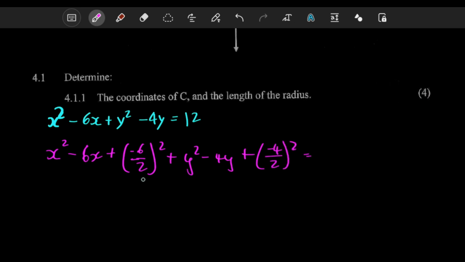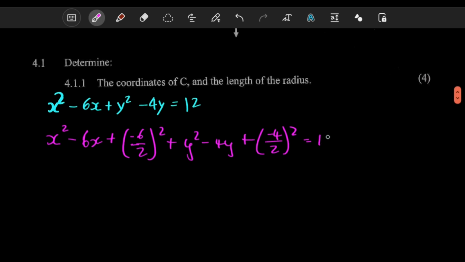These two numbers that you've added on the left side, you're going to add on the right as well. So here you put plus negative 6 over 2 squared and then plus negative 4 over 2 squared. Doing this has the same effect as adding and then subtracting each of them, and then taking what you subtracted to the other side, which would just look like this.